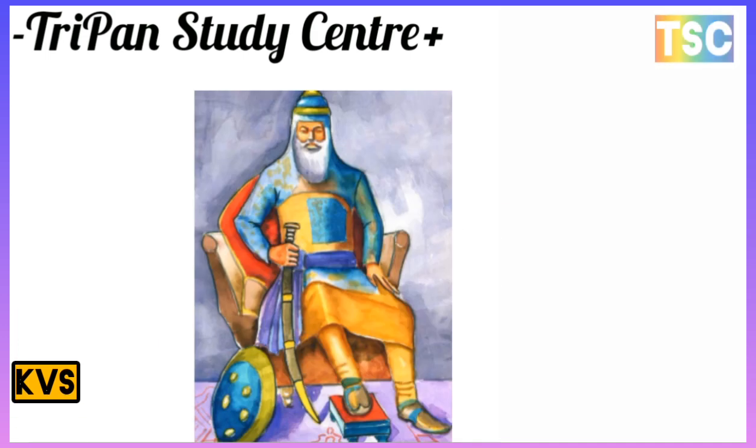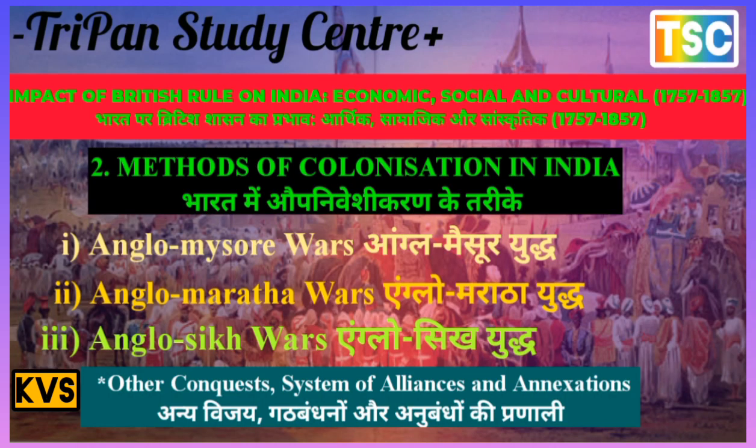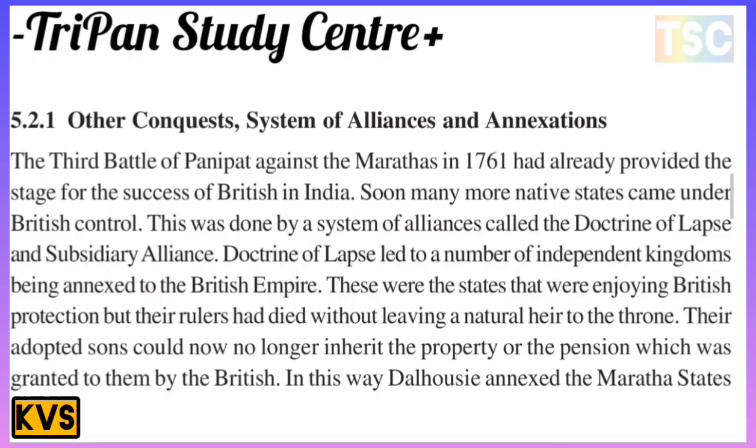Here on the screen is Maharaja Ranjit Singh, a very powerful person in this period. The stability of Punjab depended on this person. The next point here is the other consequent systems of alliance and annexations. The Third Battle of Panipat against the Marathas in 1761 had already provided the stage for the success of the British in India. Soon many more native states came under British control.